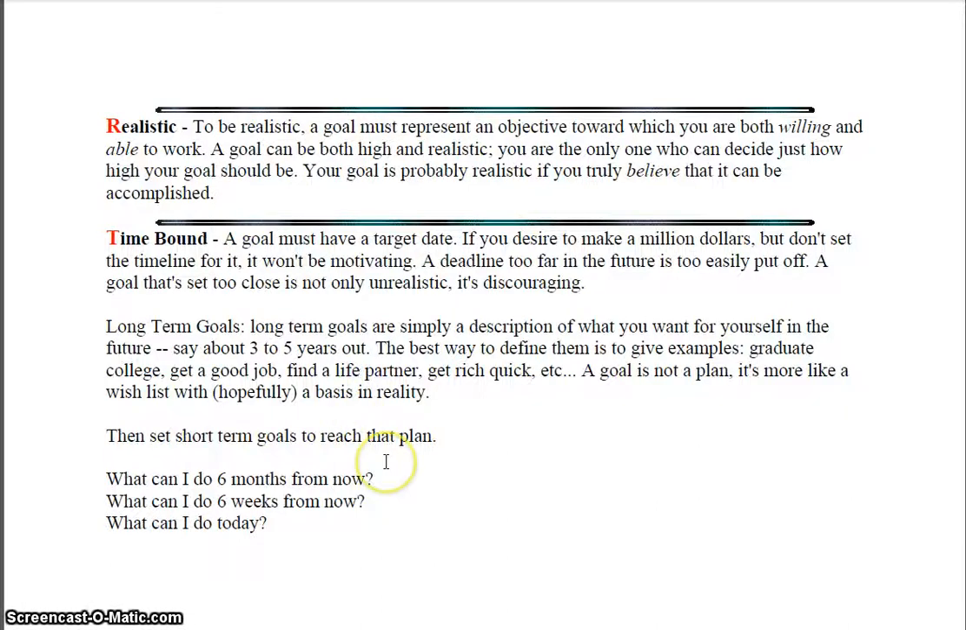Then you would work on setting your short-term goals. The short-term goals would be things that you could do in the next 6 months or 6 weeks or the next week that will put you on a path towards reaching those long-term goals. Short-term goals do not always have to relate to one of your long-term goals, but they shouldn't contrast with those long-term goals.